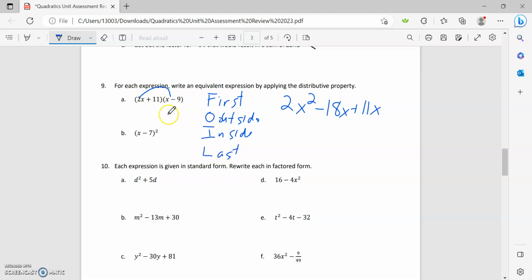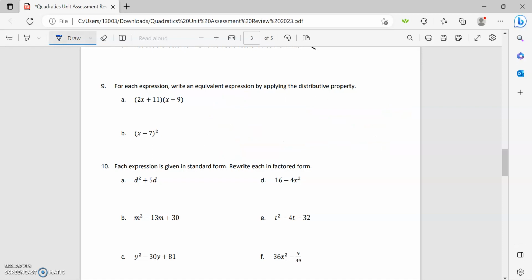And last, L is meaning last, so the last term of each parentheses, 11 and negative 9, gives me minus 99. Now, in this, I can combine those two terms that are like terms. So really, my final answer should say 2x squared minus 7x minus 99. Okay, and that should be how you answer 9A, is go ahead and simplify it like that. I'm going to pause it, I'm going to erase this, and then show you the other way to go about doing this problem.